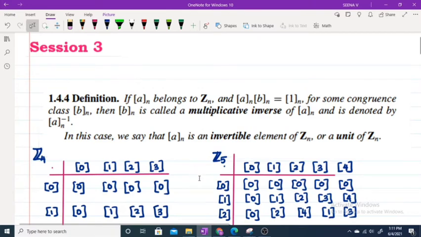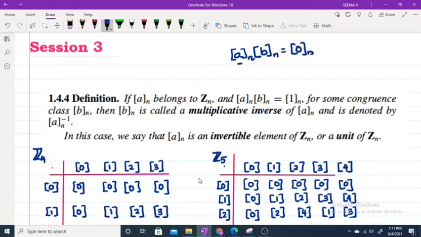An element a is called a zero divisor if there is some non-zero b such that a times b is equal to 0. Then we call a a zero divisor. Clearly, b must not be equal to 0. And finally we have discussed the multiplicative inverse.